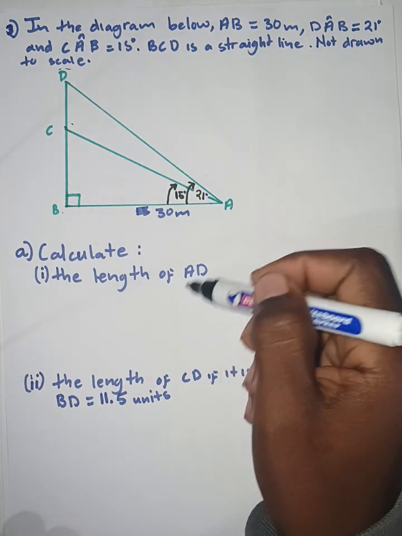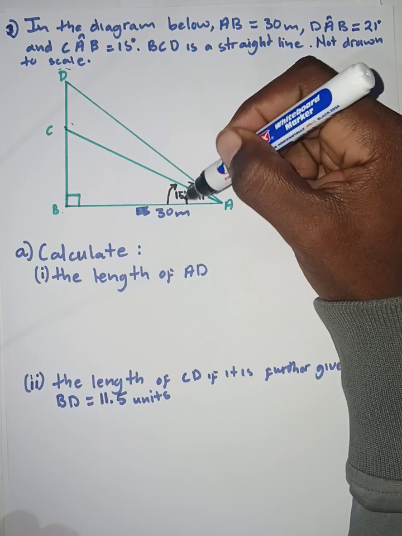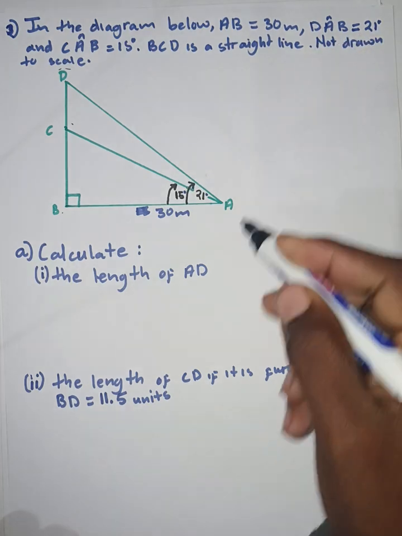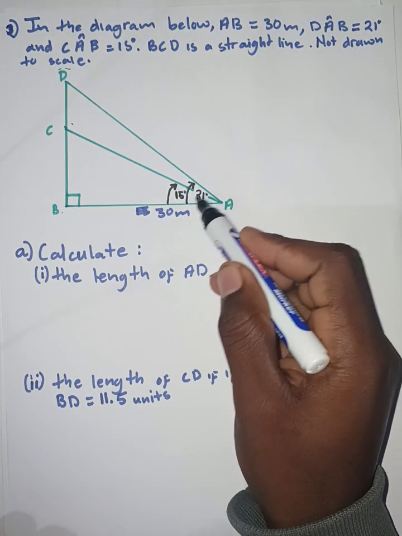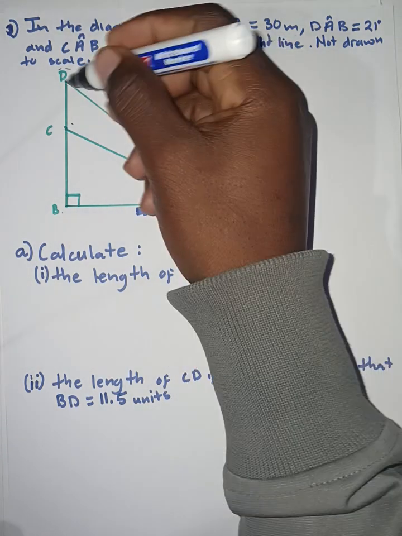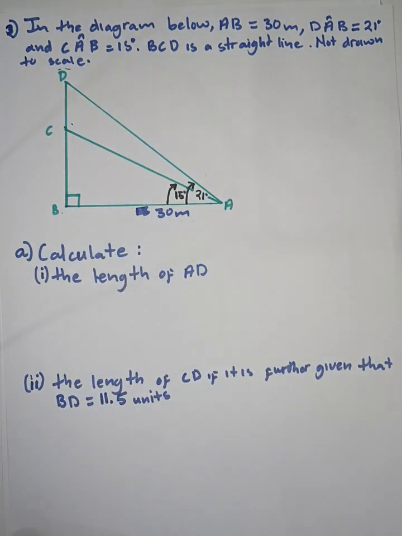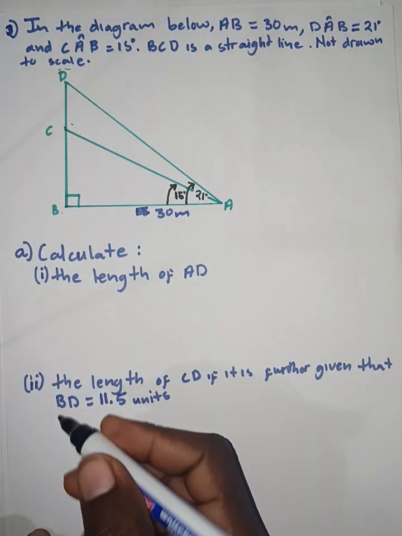Now they say that we must calculate AD. AD is in the bigger triangle, where we have that angle there to be 21. So we are looking for the hypotenuse. We have an angle, but what else are we given? We're given the adjacent. So the trig ratio that we pick must have the hypotenuse, which is what we are looking for, and one of the given sides. We are given the adjacent, so we are going to use the cos ratio.